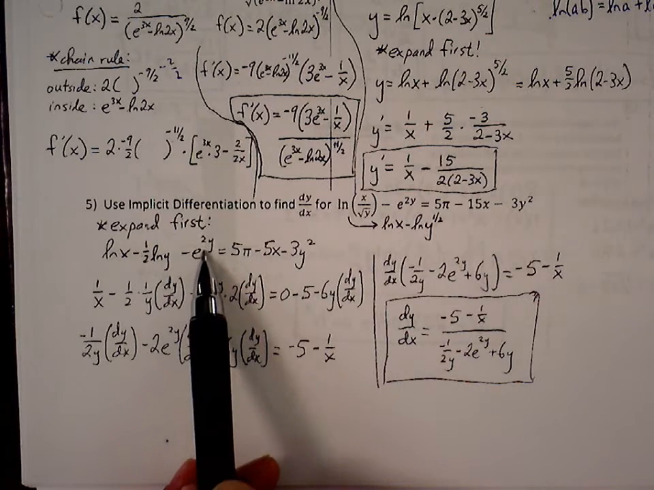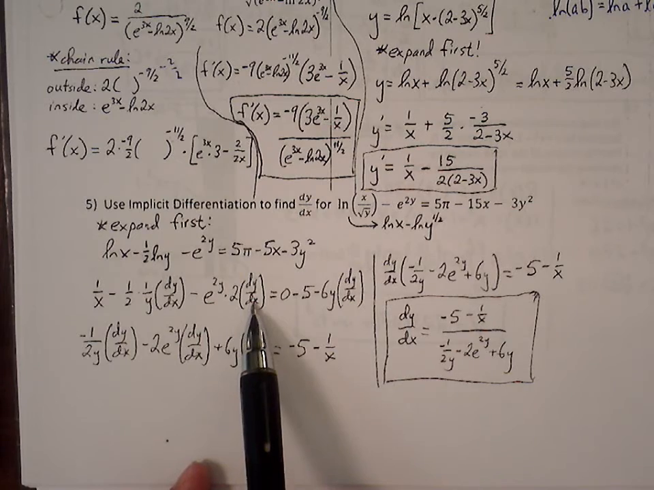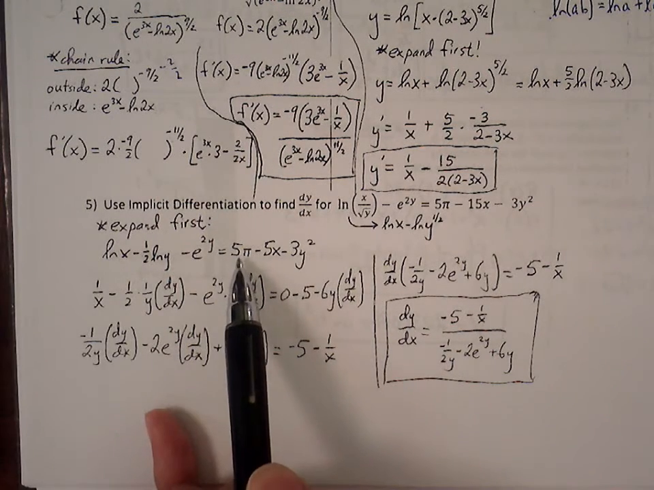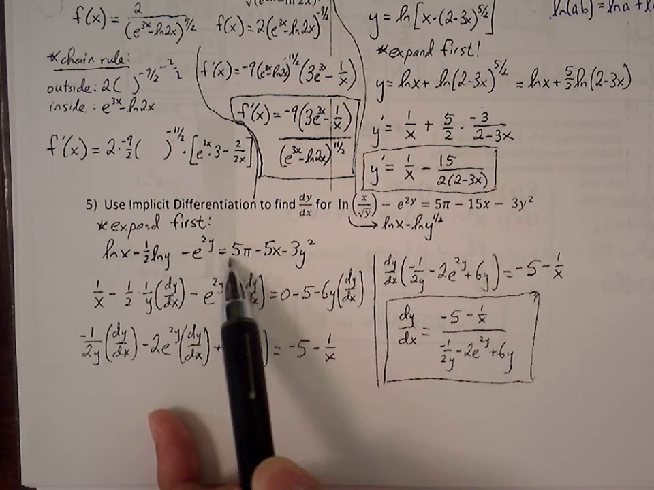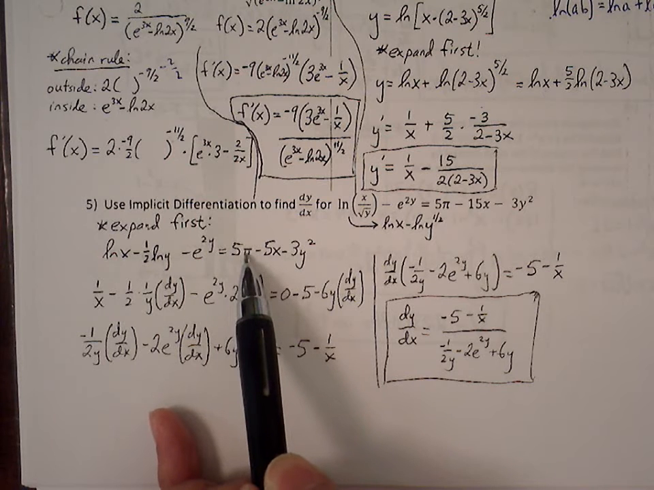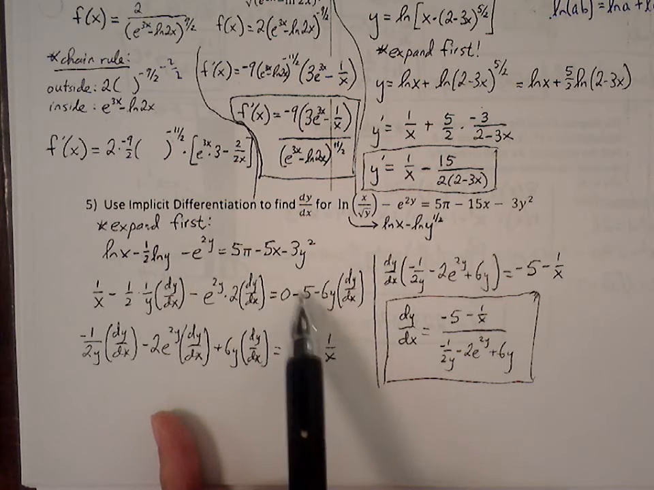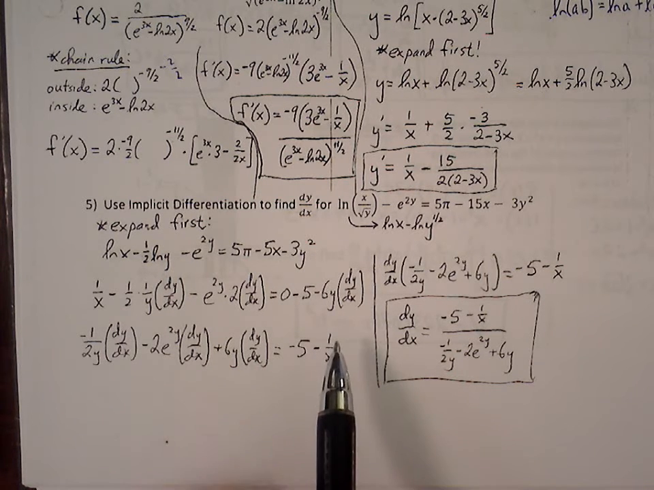So the derivative for 2y becomes 2, and then because we have y, we have to include dy dx. Now, next term, keep in mind that pi is just a number, so 5 times pi doesn't turn into 5, even though pi looks like a variable. But this is just a number, so a number's derivative is just going to be 0. 5x becomes 5, 3y squared becomes 6y dy dx.